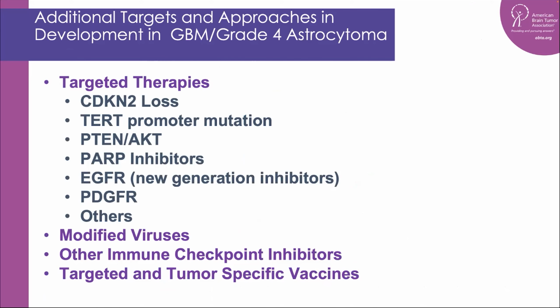And then there are a number of other targets that are in development, many groups working on therapies. We talked a little about CDKN2 loss. You can see a list of other alterations that are actively in development. And there are many others. This is just a small amount. And then there are other approaches like modified viruses, other immune checkpoint inhibitors like CD47, and then vaccines, either general vaccines for glioblastoma or grade 4 astrocytoma, or tumor-specific vaccines that are made from the tumor or made specifically based on the tumor biology. And again, these are all in active investigation.